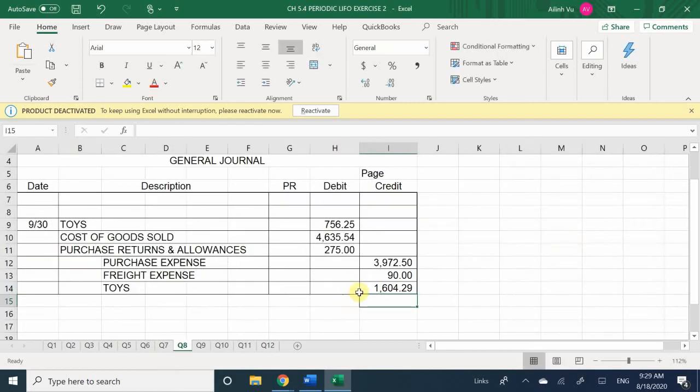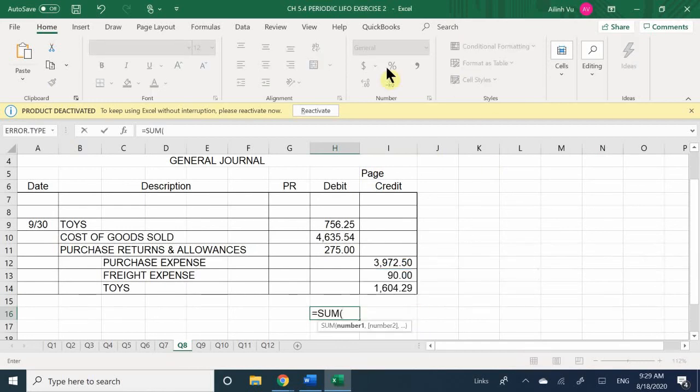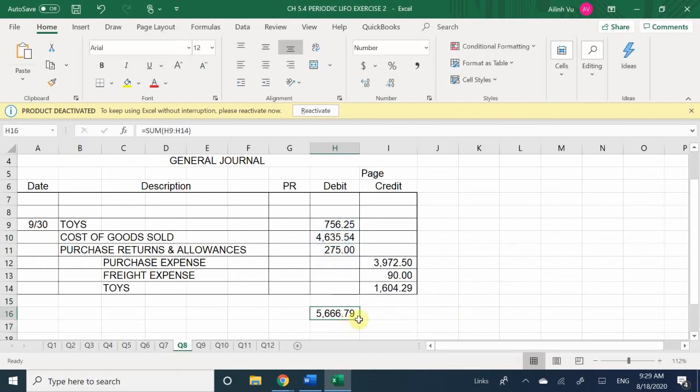1604.29. All right. And if you add these up, they both equal nice and evenly with $666.79 on each side. All right, see? Not too bad, right?